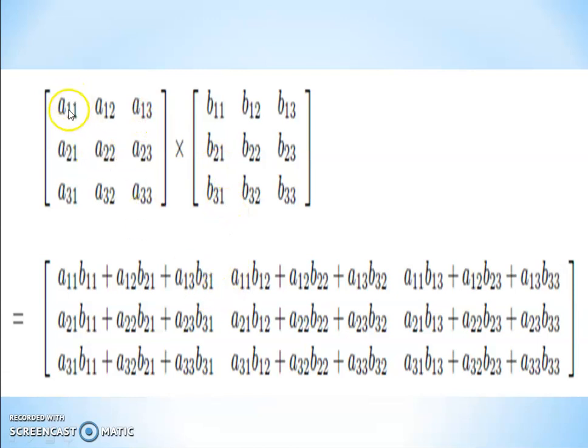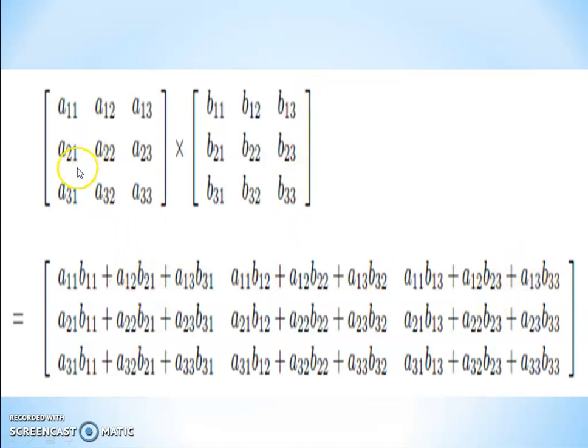Now, first row, second column, A11 into B12 plus A12 into B22 plus A13 into B32. Now, first row, last column, A11 into B13 plus A12 into B23 plus A13 into B33. So we cover the first row with every column of matrix B in the multiplication of A into B.